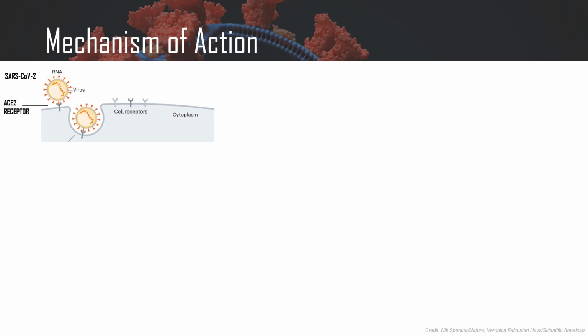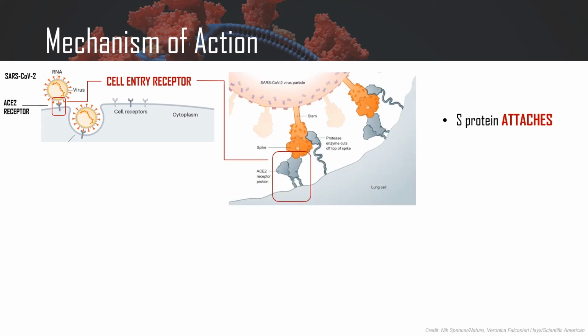ACE2 is an abbreviation for angiotensin converting enzyme 2, and it acts as the receptor for entry of the virus into the target cell, a bit like a lock and a key. So we can think of this as the cell entry receptor. And if I scale this up, we can see here the virus particle and its protrusion, which is the spike, latching on to the ACE2 receptor, which is already part of the lung cell or the host cell.